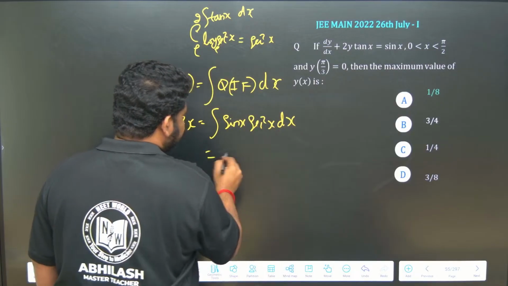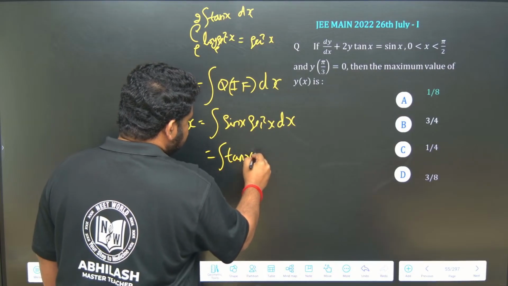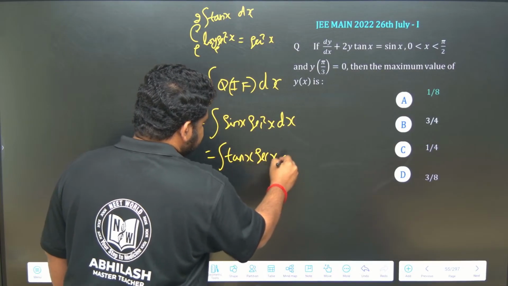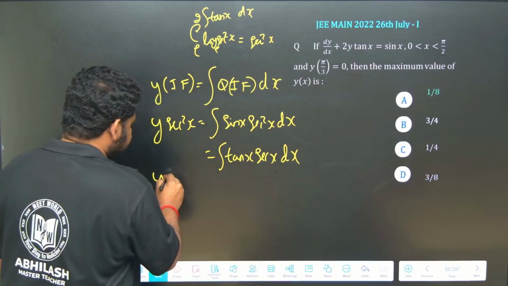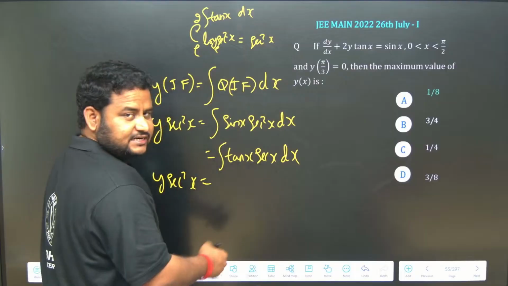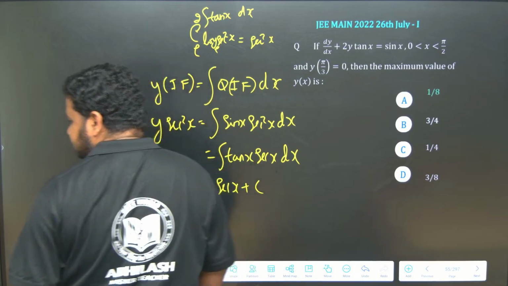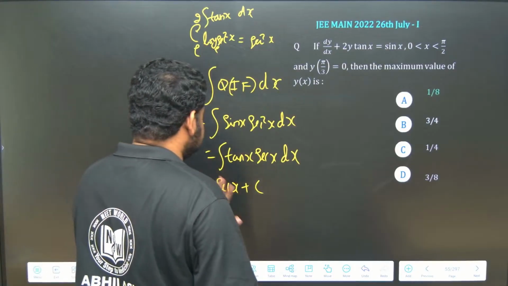So this will be equal to what, friends? I did it in the previous question the same way. That is integral of tan x into secant x dx. So y into secant square x will be equal to integral of tan x secant x, which is secant x plus c. Secant x plus c, this is what I have.